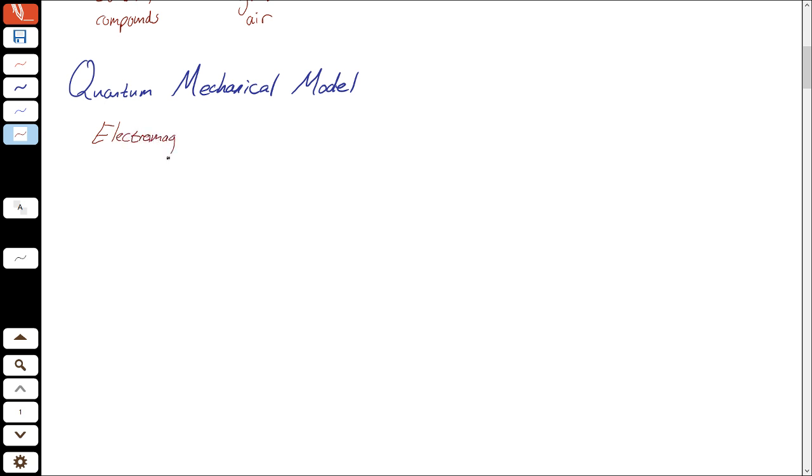So electromagnetic radiation. Also known as, what's another name for electromagnetic radiation? It was the first letter. L. Light.